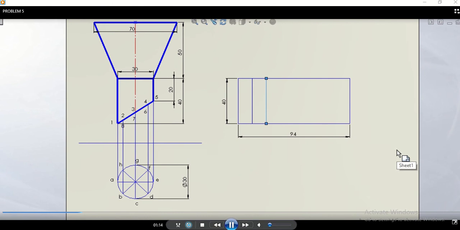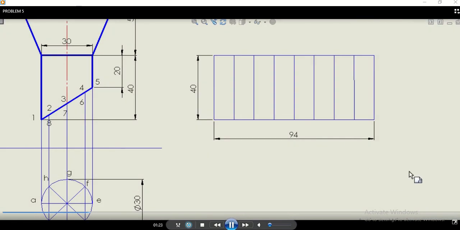So for a height of 40 millimeter and for the pi d distance of 94 millimeter, you draw a rectangle and then divide that into 8 equal parts. Okay, that is 94 by 8. You can measure the distance and keep on cutting the arc and get that done. Okay, and you can name it as A, B, C, D, E, and F.